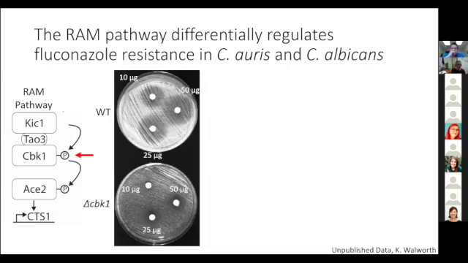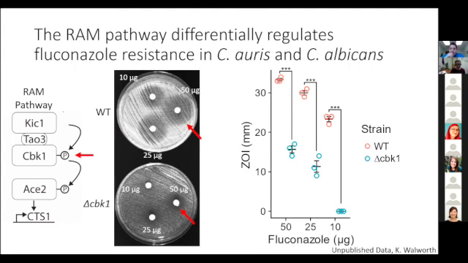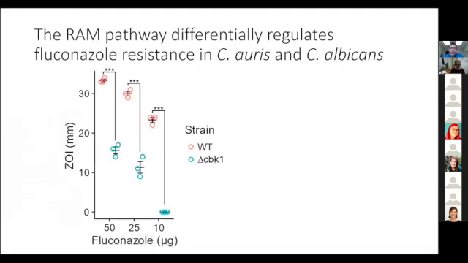laboratory. Kelsey generated a deletion mutant of CBK1, and what we can see based on these disc diffusion assays from multiple different concentrations of fluconazole is that yes, indeed, the CBK1 mutant is significantly less susceptible to fluconazole than the parental wild type strain. And that data is quantified here on the right, with the CBK1 mutant zone of inhibition size for the disc diffusion assay in blue and the wild type in red here.